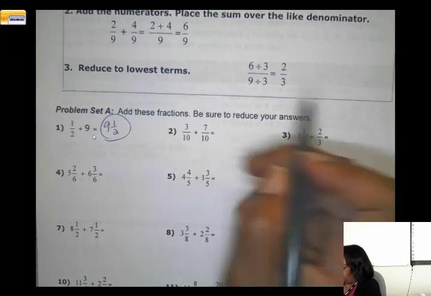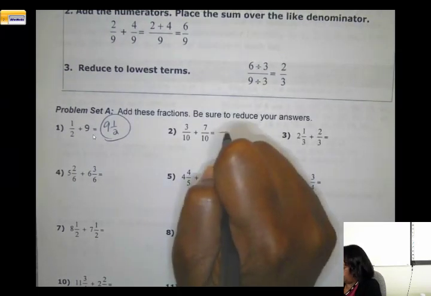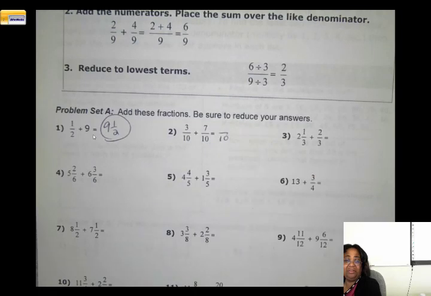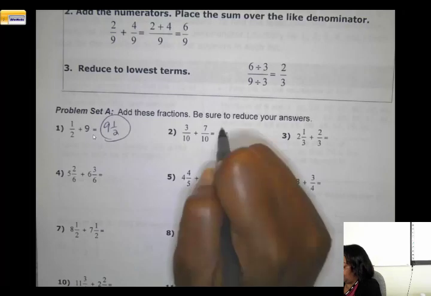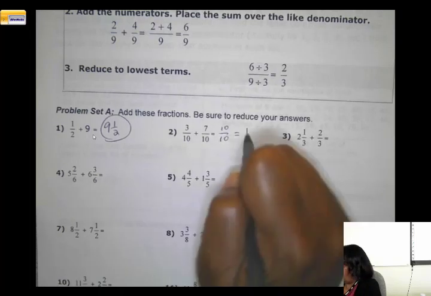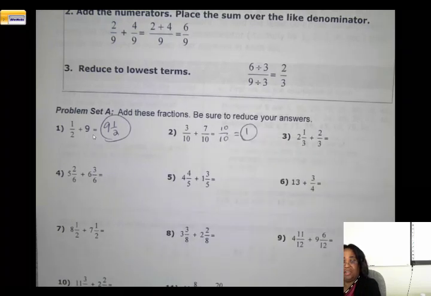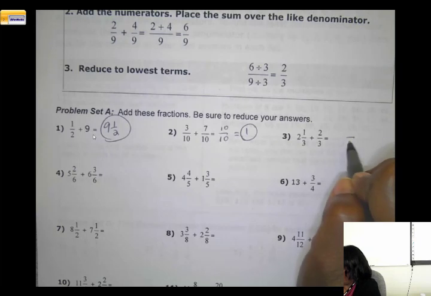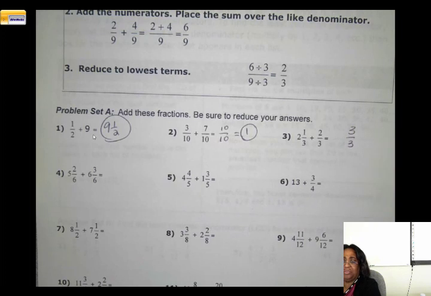What about number 2? The denominator is the same, so that means I can go ahead and add the numerators. I get 10. But I better reduce that. So what does that become? 1. And then on number 3, I'm going to add the numerators. The denominators are the same. So what's 3 over 3 equal to?